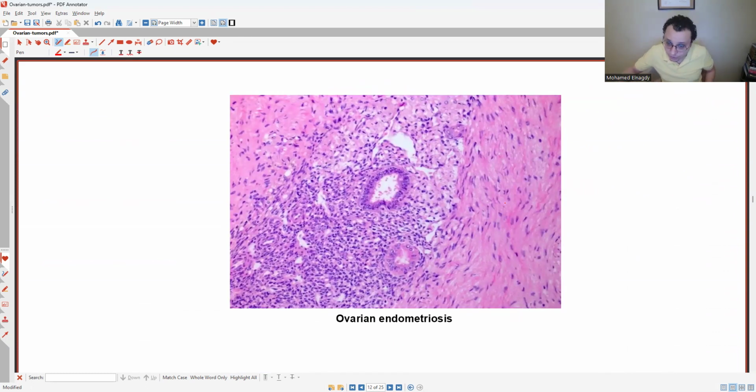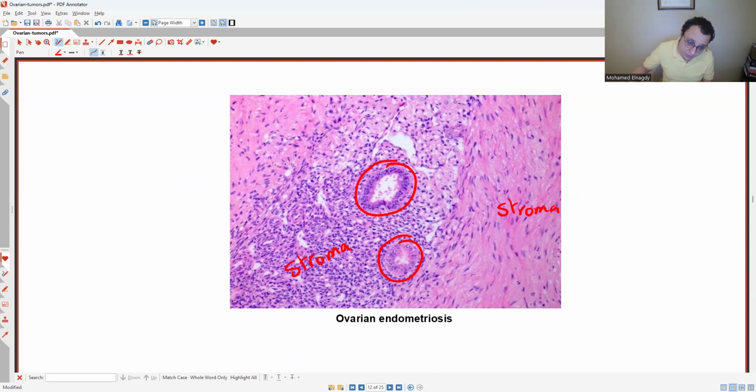See, this is the ovarian stroma here. And you see, out of nowhere, endometrial glands, which are very benign looking, and endometrial stroma, which is also very benign looking. That's an endometriosis focus, or endometriotic foci, in the ovary.